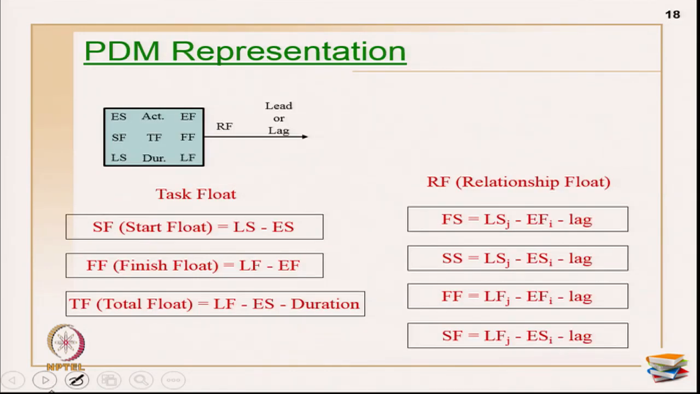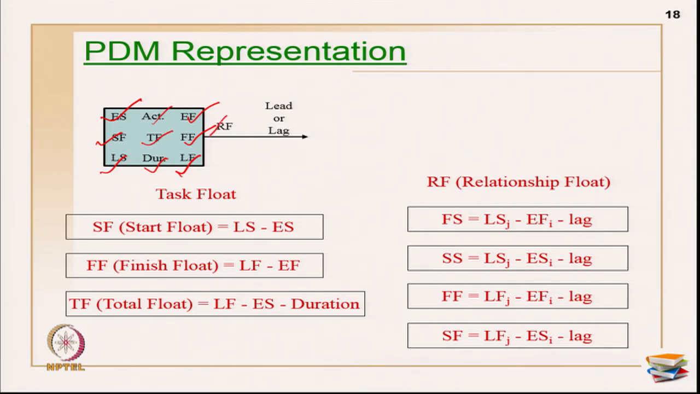Now, let us start with the representations. How do I represent? Divide the box into 9 zones. This is my activity, this is my duration as earlier. This is the early start of the activity, early finish of the activity. This is the late start of the activity, this is the late finish of the activity. Start float is written here, the finish float is written here, the total float of the activity is written here.